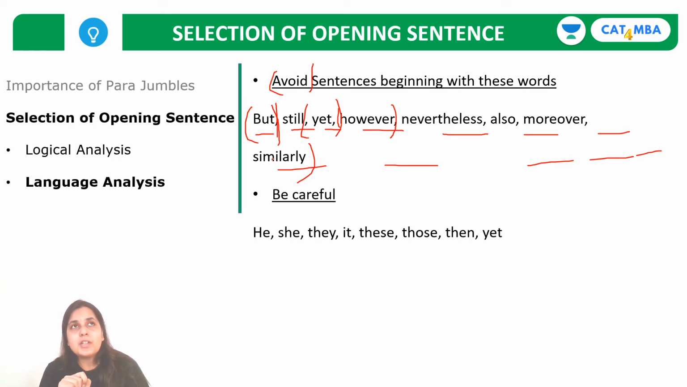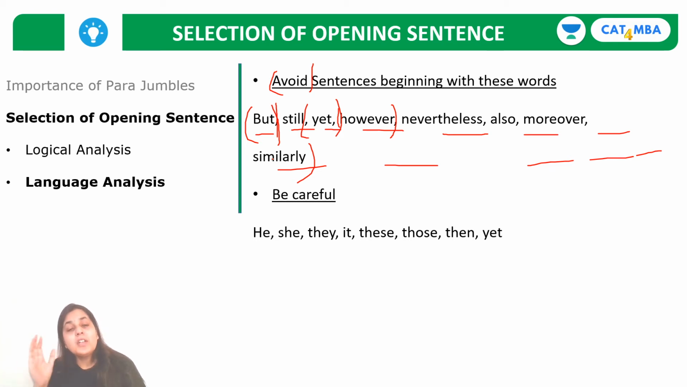Now, one question that a lot of students have is, what about because? Because can start a paragraph. What is wrong with because? Because I was stuck in traffic, I was late to class. It's an independent, standalone, good enough sentence. It can be my opening sentence.